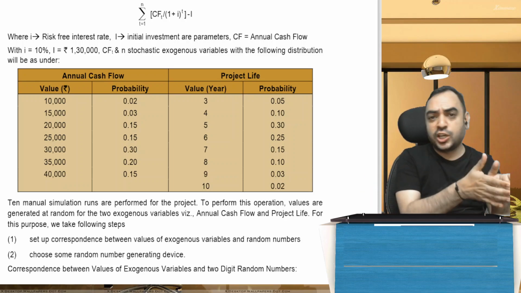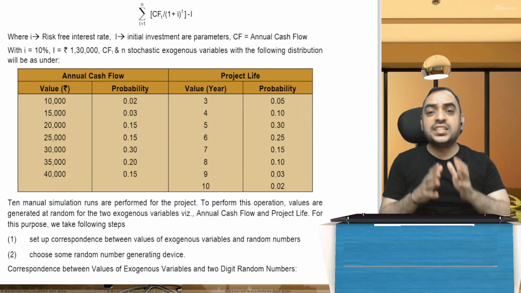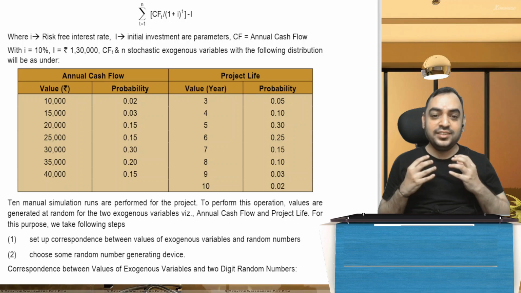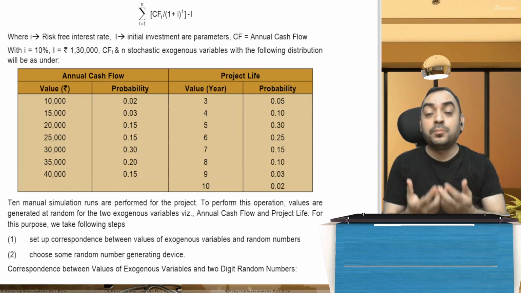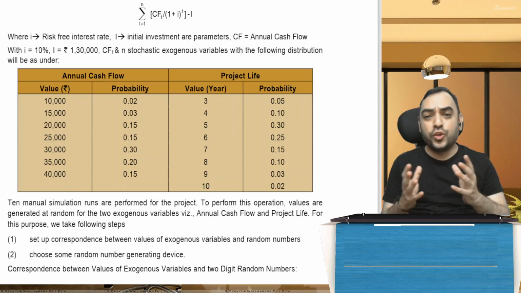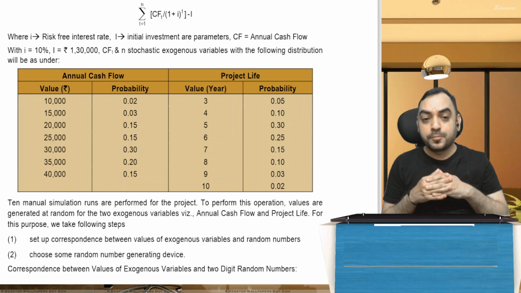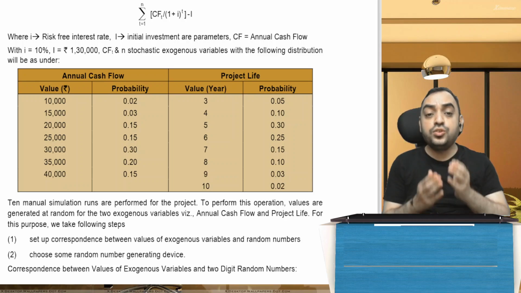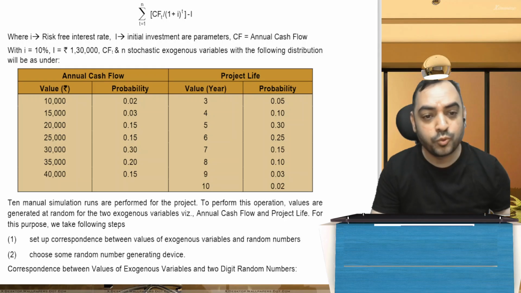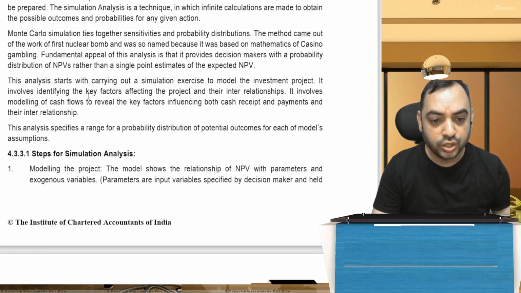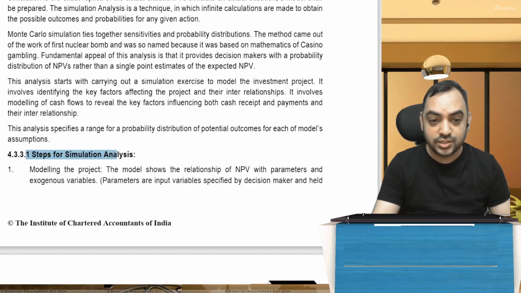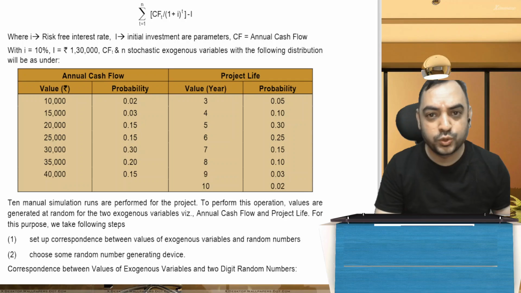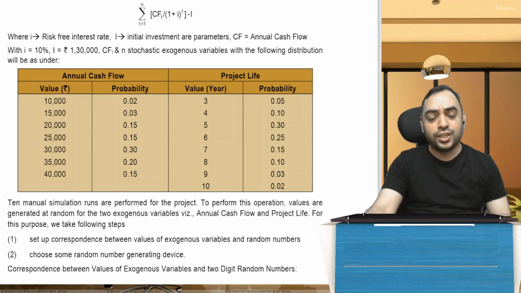So what is Monte Carlo simulation exactly? It is done with the help of running random trial runs. We use something called a random number table. So how are we going to calculate that probability? How are we going to make use of that random number? Let's take an example that the Institute has given for the Monte Carlo simulation technique, on the topic steps in simulation analysis. We have this example. I have also included this in my material. Let me just go through the Institute numbers for understanding the concept.